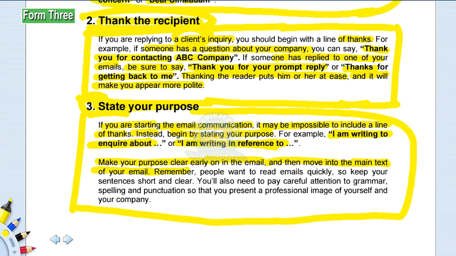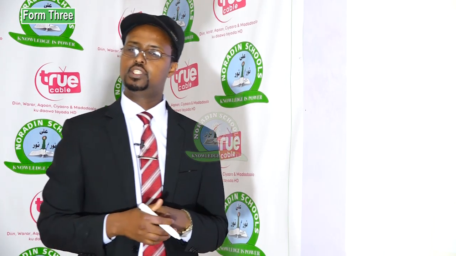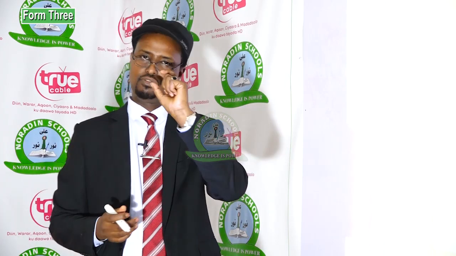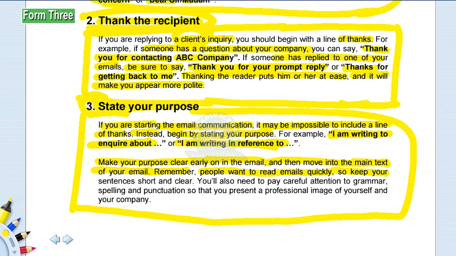Remember, people want to read emails quickly. Don't forget, people read emails quickly. Some of you, I have seen, my dear, writing almost 2 pages of an email. You don't have to do that. Your email must be very concise and to the point. Let's take this one. So keep what? Your sentences short and clear. You don't need to write that much. You also need to pay what? Careful attention to the grammar.